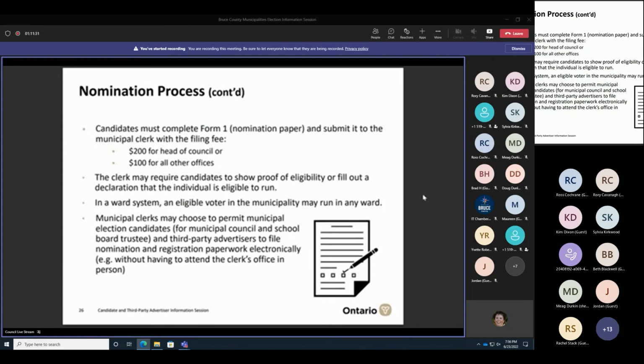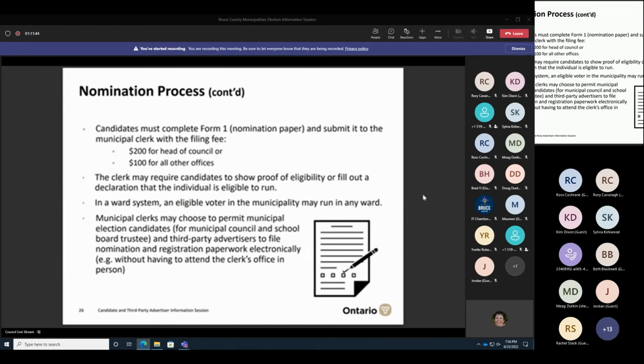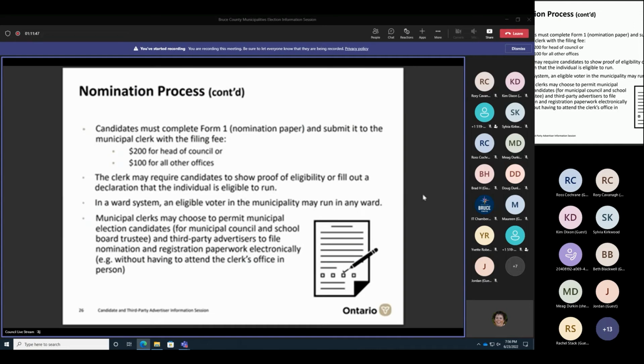So starting on May 1st until the close of business on August 19, nominations can be submitted to the clerk from anyone who meets the eligibility criteria to run for the office. Candidates must complete Form 1, that's the nomination paper, and submit it to the clerk along with the applicable nomination filing fee. The filing fee is $200 for anyone running for the head of council and $100 for all other offices. The clerk must be satisfied that you are eligible to run in order to certify your nomination.